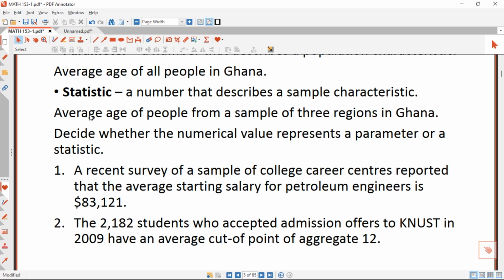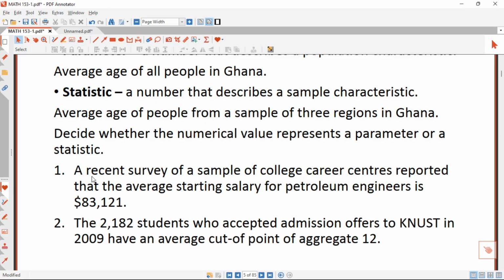For example, the average age of people from a sample of 3 regions in Ghana. We have about 15-16 regions, and just 3 of these regions have been selected as a sample, and we have measured the average age of the people there. So there is an example here that I want us to go through: decide whether the numerical value represents a parameter or a statistic.